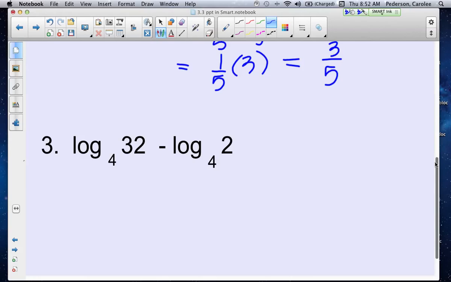All right, last example today. What can I do with this example? Divide, very good. I have the same base, and the logarithms are subtracting, so we learned yesterday that we can divide those. So log base 4 of 32 over 2, good. Now what can I do to reduce it? 32 divided by 2? 16, good.